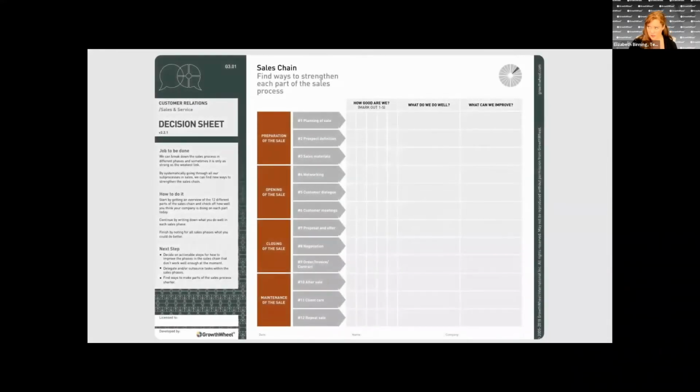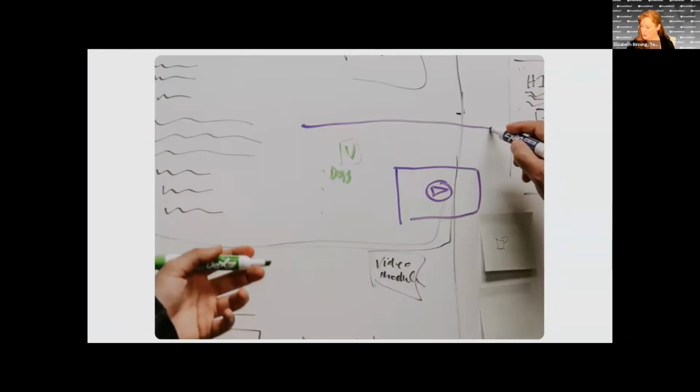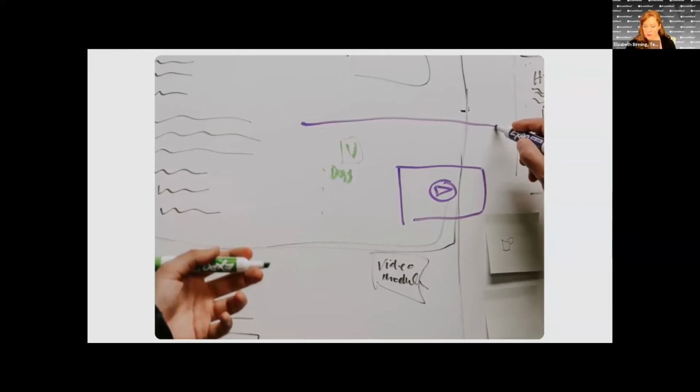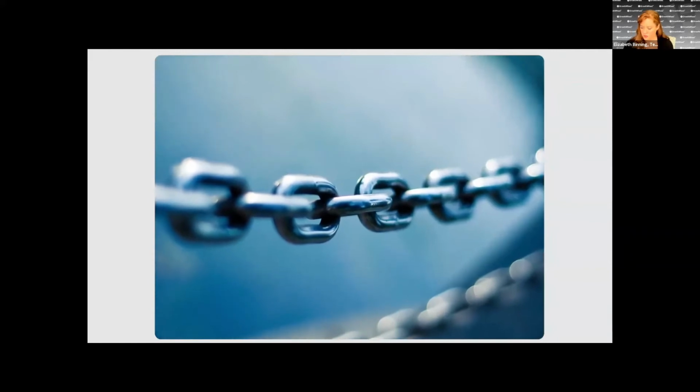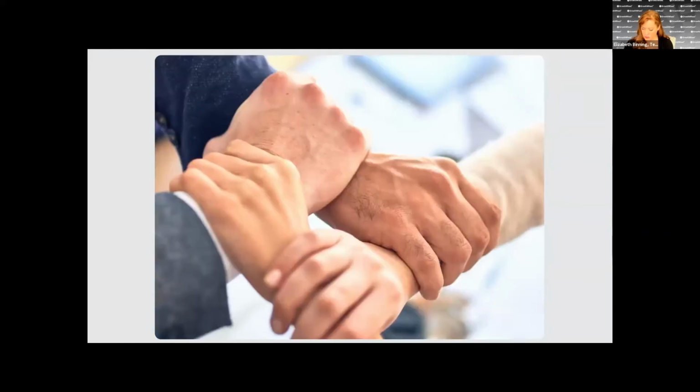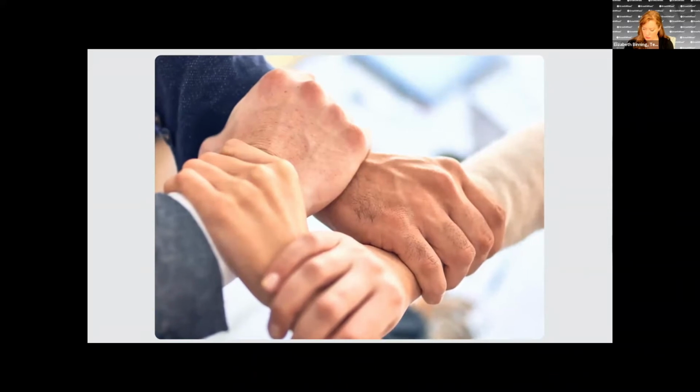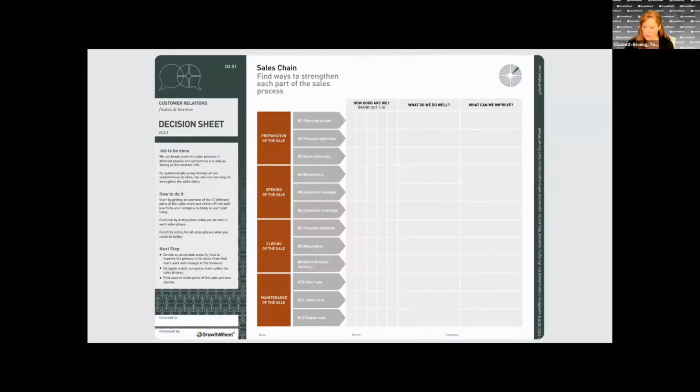This GrowthWheel decision sheet is called Sales Chain, and it's about finding ways to strengthen each part of the sales process. The job to be done is to break down the sales process into different phases to assess them individually. The challenge is that our processes are only as strong as the weakest link. And when it comes to sales, we want to make sure that all of the links in the chain are strong and solid. The benefit of going through this decision sheet is that by systematically going through all of our sub-processes in sales, we can find new ways to strengthen our company's sales chain.